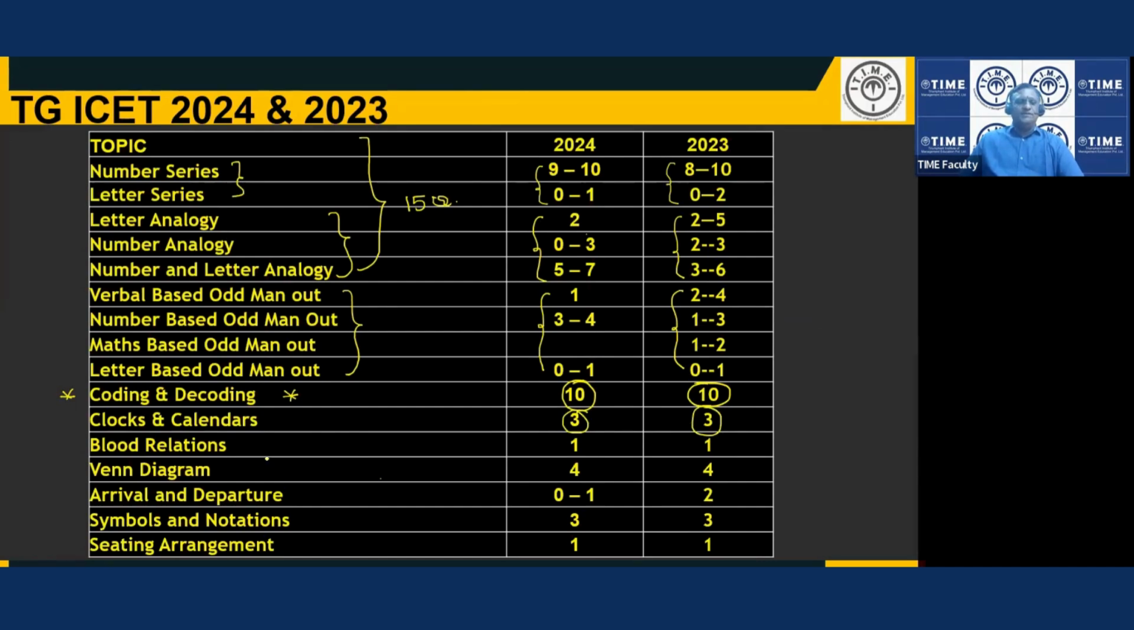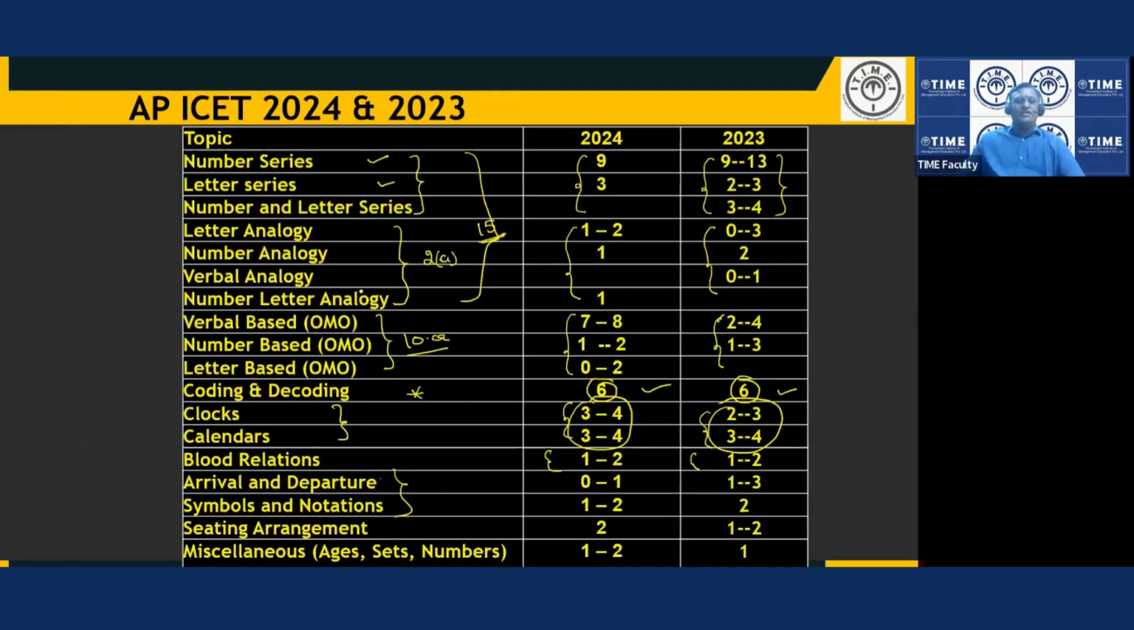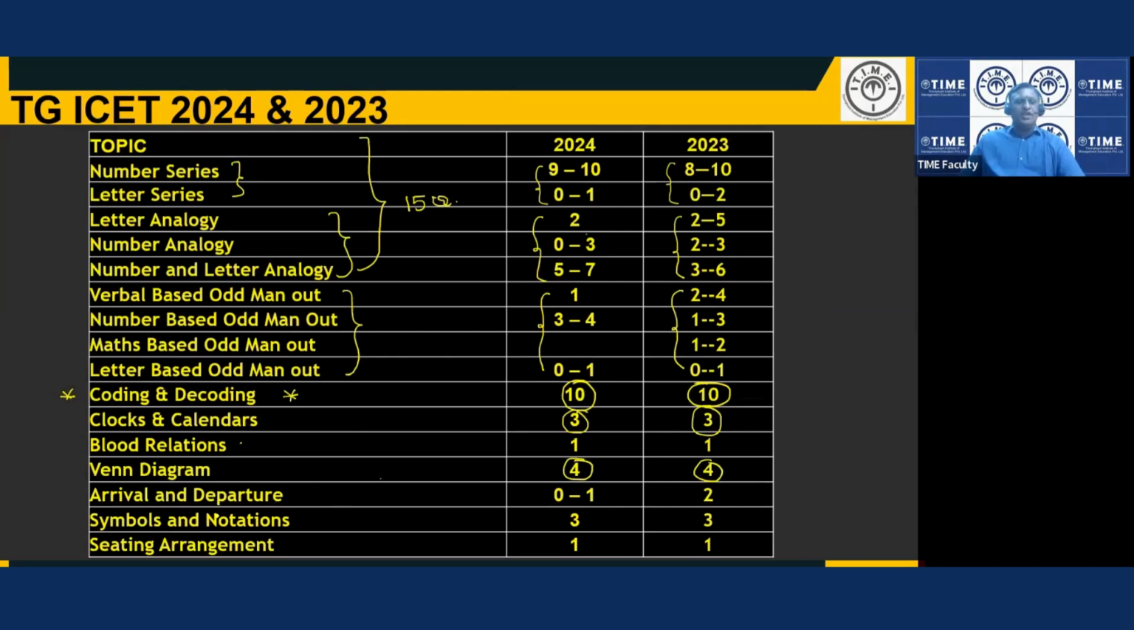They maintain it stable. Blood relations, Venn diagrams. See, Venn diagram questions are in Telangana ICET, where we have 4, but in AP ICET we don't have a weightage for Venn diagrams. So there are just small variations between the exams in reasoning. Arrivals, departure, symbols, notation, seating arrangements: all of these are around 5 questions here. Generally Venn diagrams also happen 5 questions, but in the last 2 years it has been properly maintained at 4 and 4 questions.